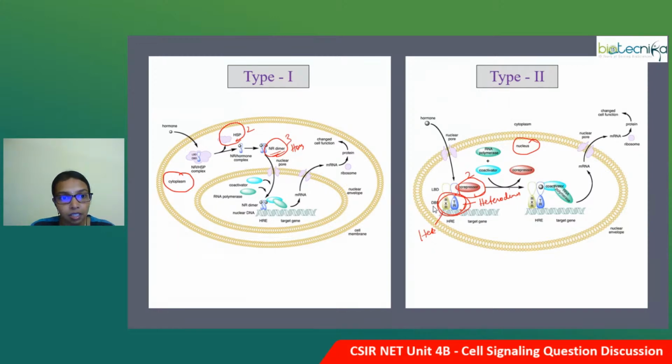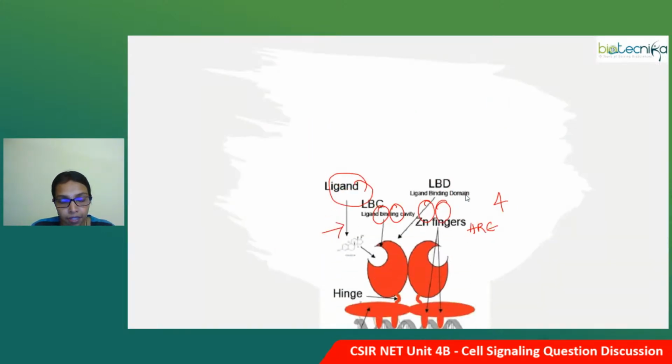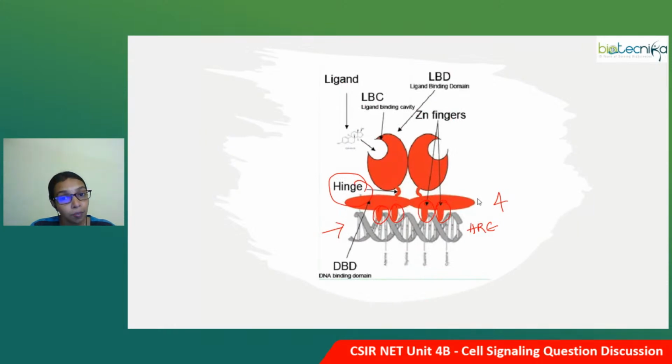So this is the part of nuclear receptor. And once upon a time, these nuclear receptors used to be very important from the examination point of view. They used to ask questions from here in different forms. So please focus on that.